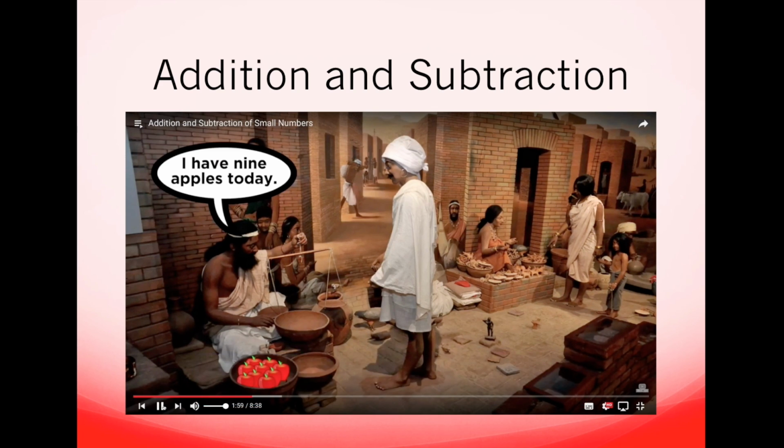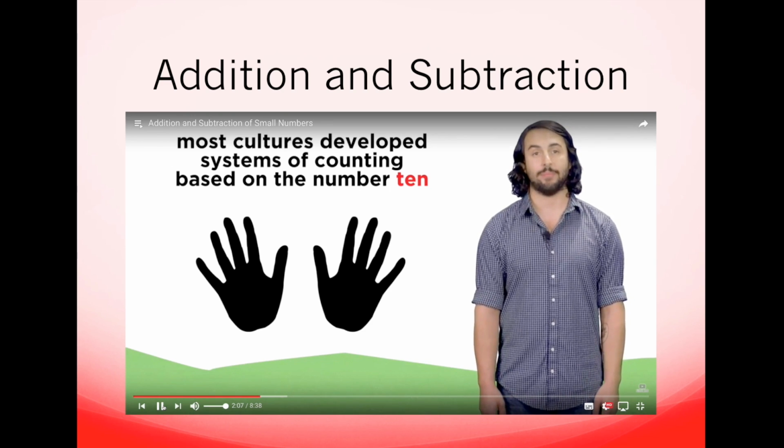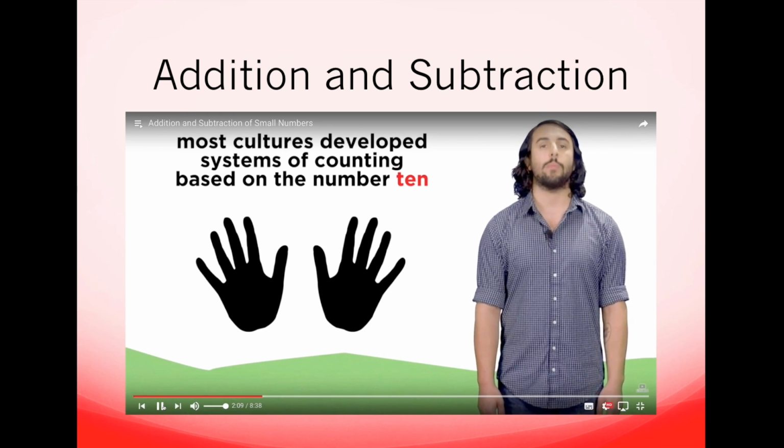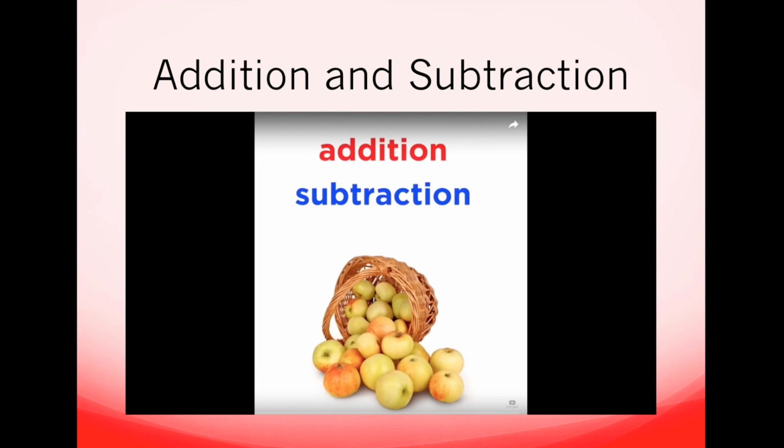How many apples are in the basket? How many do you want, and how many are now left? Being that we like to count on our fingers, and we have 10 of them, many counting systems were based on a system of 10. Getting back to the apples, the basic operations we will learn first are addition and subtraction.